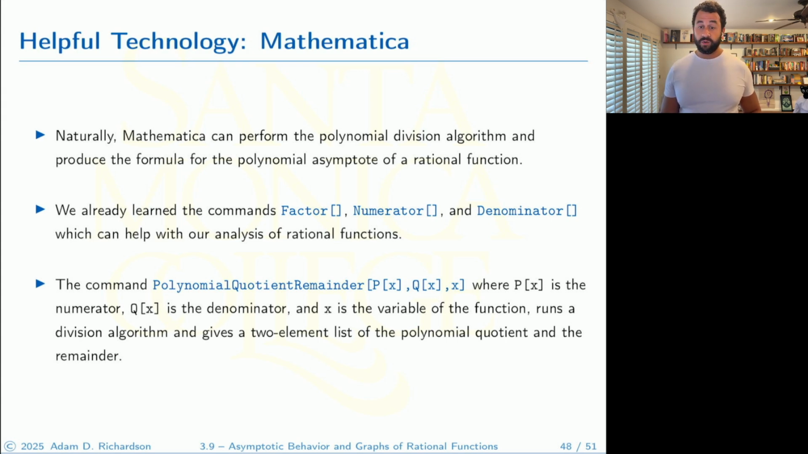There's another really cool command that we're going to use right now called PolynomialQuotientRemainder. And that quite literally produces the quotient and the remainder that you get when you divide two polynomials. You just put in the numerator, you put in the denominator, you tell it what the variable is, run it, and it will spit out a list that gives you the quotient and the remainder. Pretty sweet.